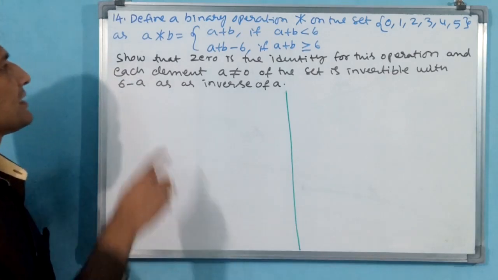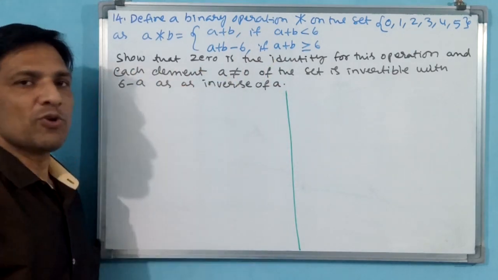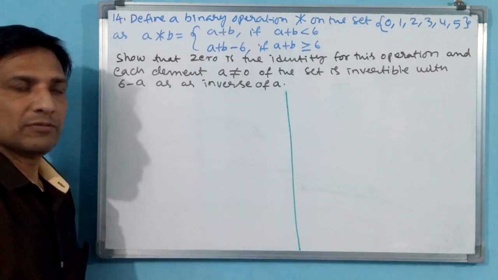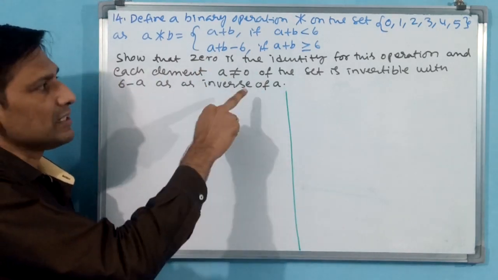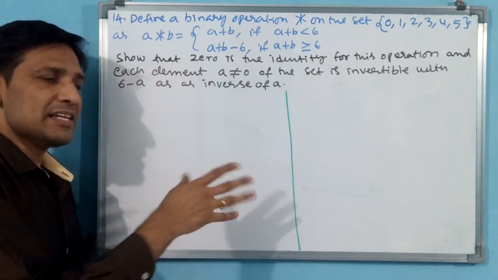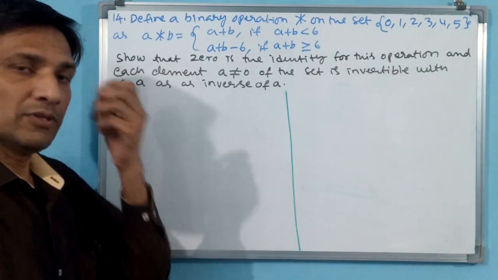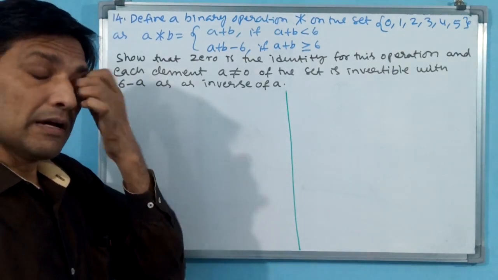But what question they are asking? Show that 0 is the identity. First we have to show 0 is identity for this operation. Okay. Then inverse also is given. Each element of the set is invertible, like it is telling, and the inverse also is given. Show that the inverse is 6 minus A. That also we have to show. Okay, let us go one by one.